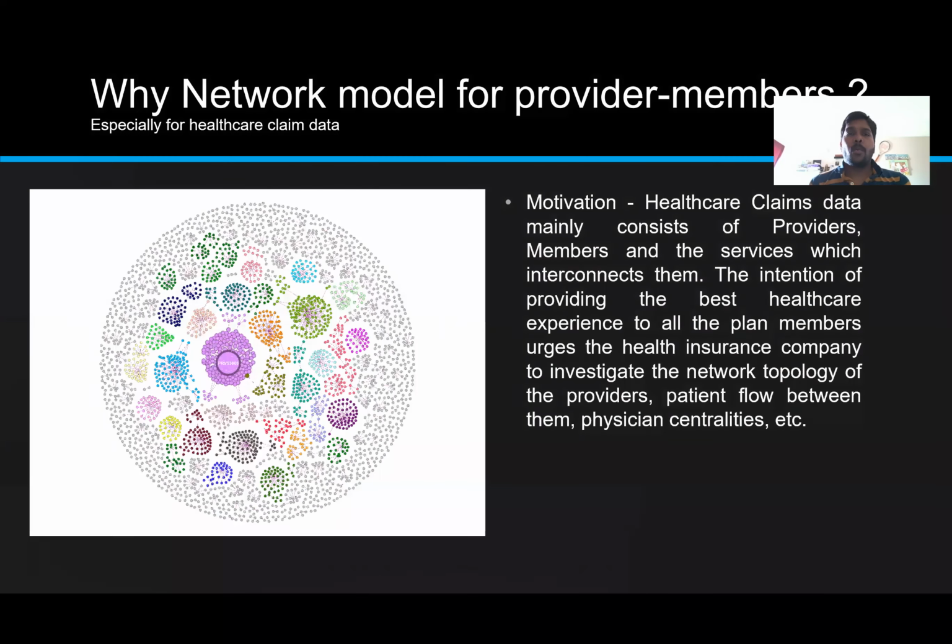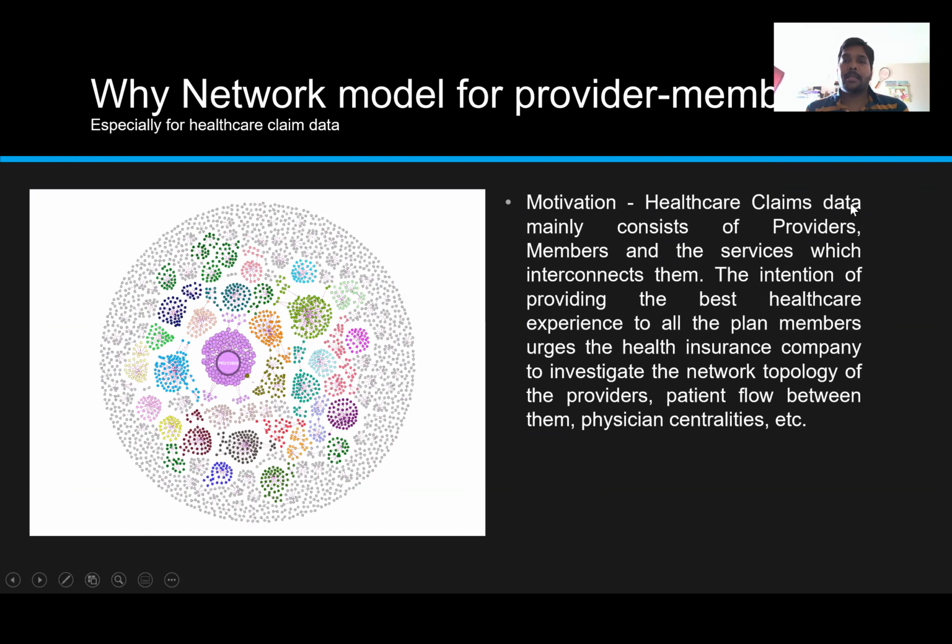So why a network model for this provider member data? Healthcare claims data mainly consists of providers, members, and the services which interconnect them. So when you take healthcare claim data, it will be raised by a provider. So it will have the provider ID and the member who got the service from the provider, and then the service details and the amount charged by the provider and so on.